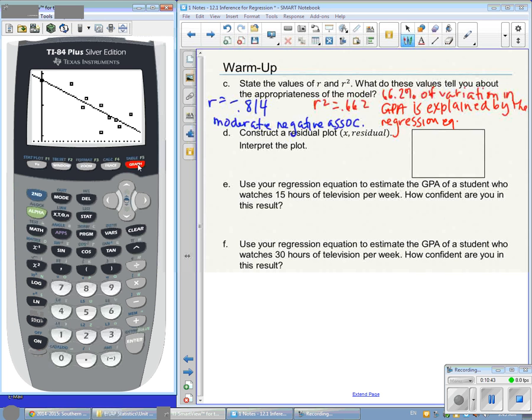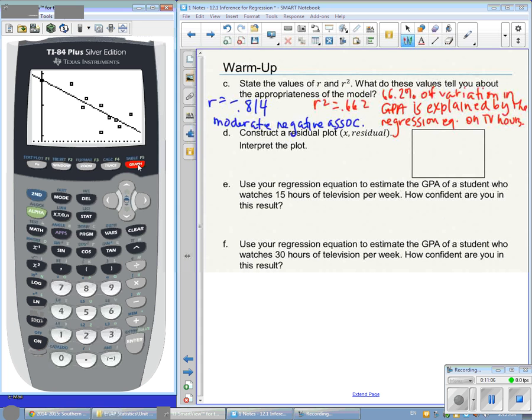And we want to make sure we refer back to our explanatory variable on TV hours. Okay? The next thing you're asked to do is to construct a residual plot. You've got the steps to do that on your paper. I didn't feel like squeezing them in here.